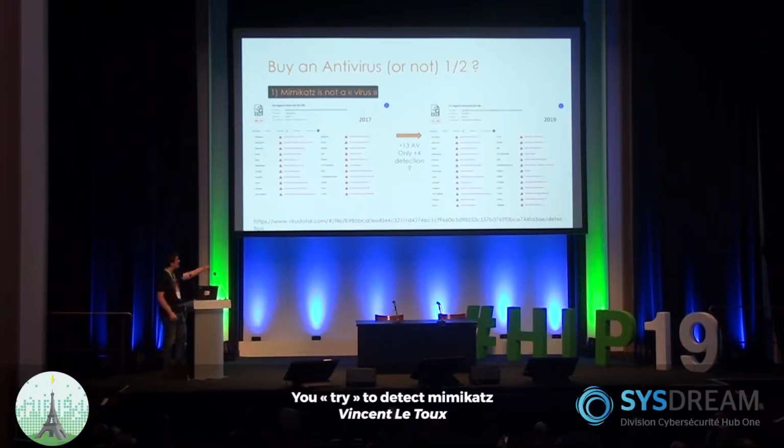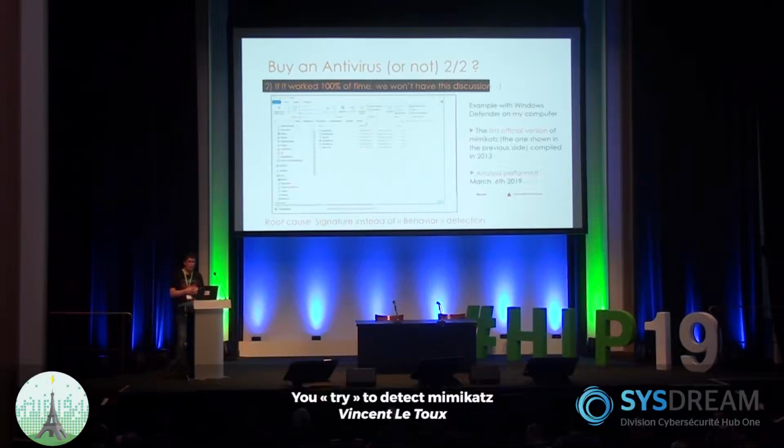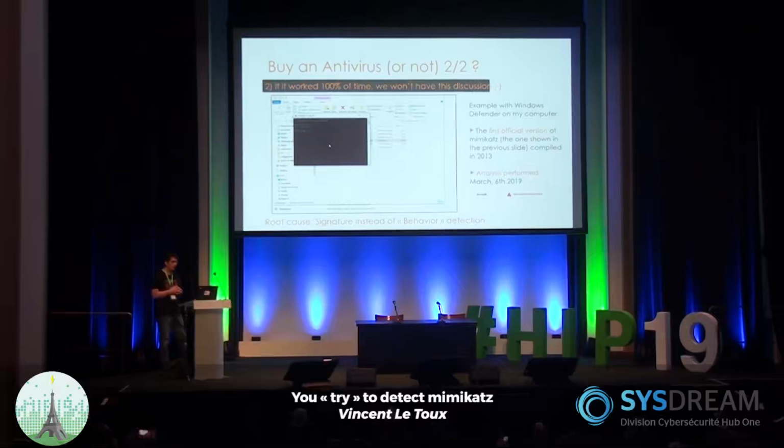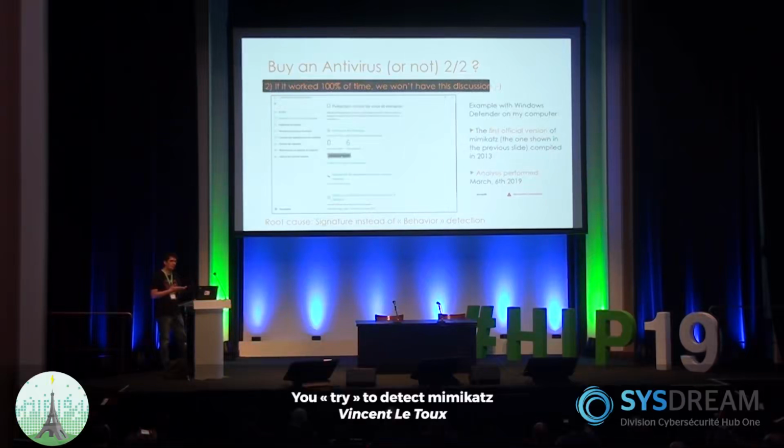So in this example, I took the first official version of mimikatz. I put it into VirusTotal, and I was looking at the antivirus detection. So you can see that almost all antivirus detect mimikatz. So in my management opinion, an antivirus is an effective way to stop mimikatz. But while I was preparing this presentation, I was surprised because on my computer I had this old version of mimikatz, and my antivirus isn't able to detect it.